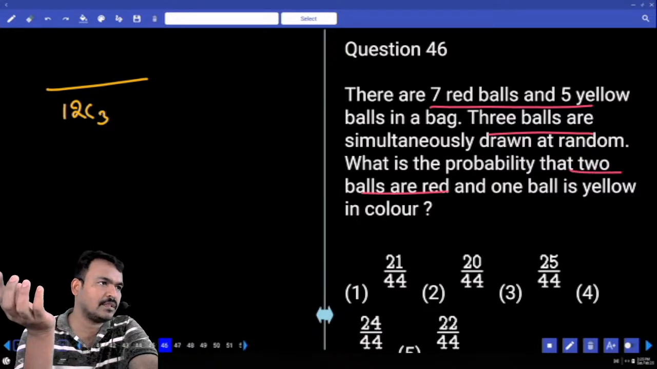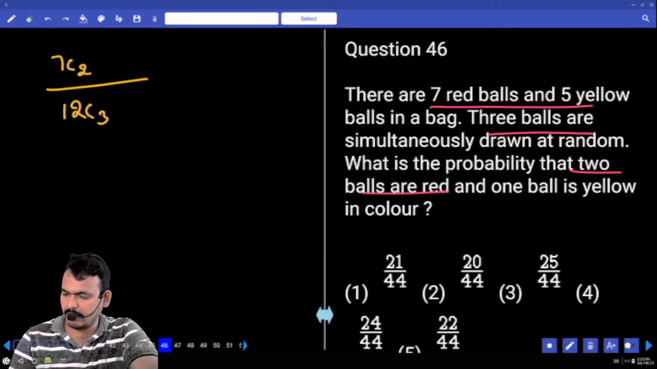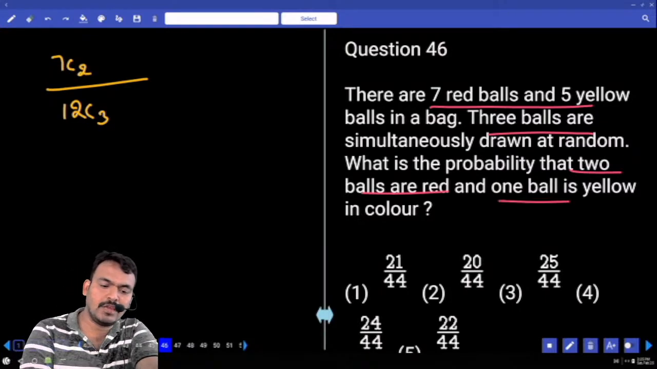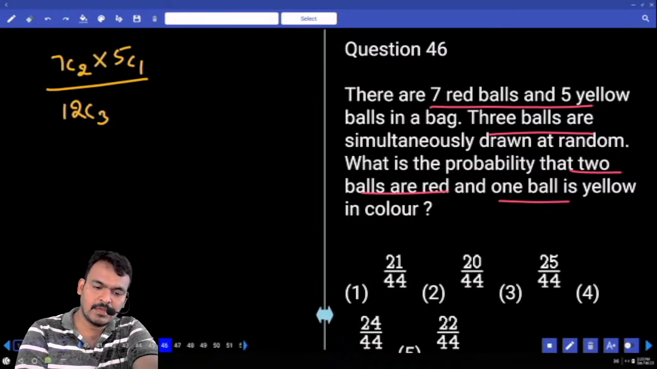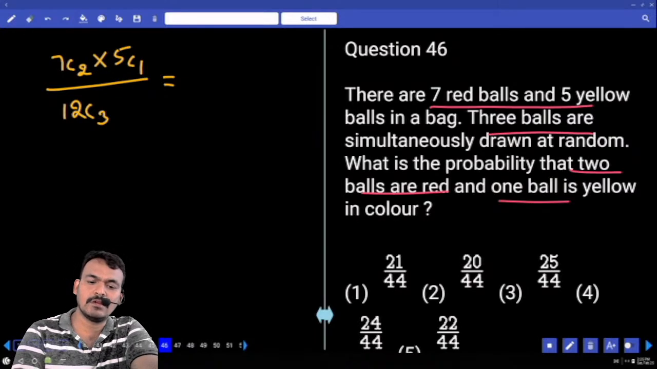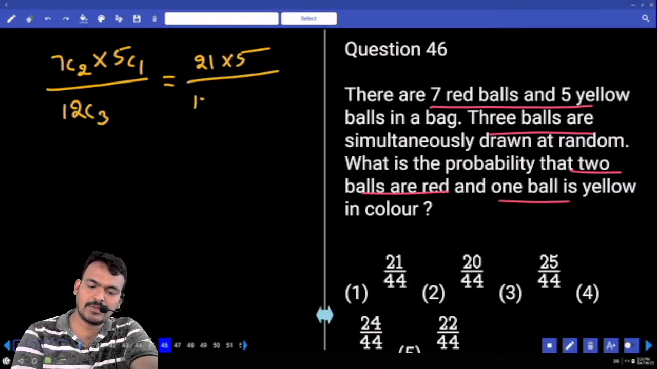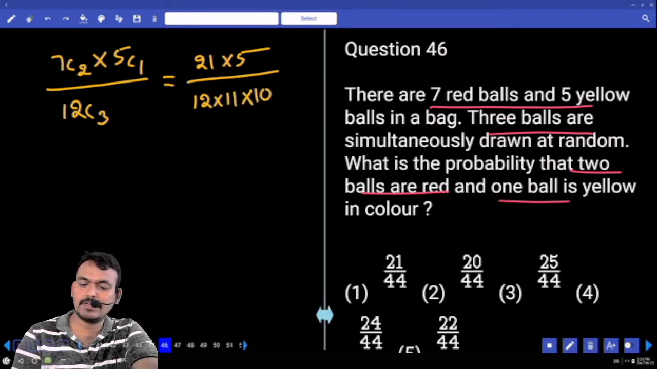In those 3 balls, 2 are red. How many red balls are there? 7. Then we write 7 C2, and 1 will be yellow. How many yellow balls are there? 5. Then we write 5 C1, so 7 C2 into 5 C1. 7 C2 means 7 into 6 by 1 into 2, which is 21, so 21 into 5. Denominator 12 C3 means 12 into 11 into 10 by 1 into 2 into 3.